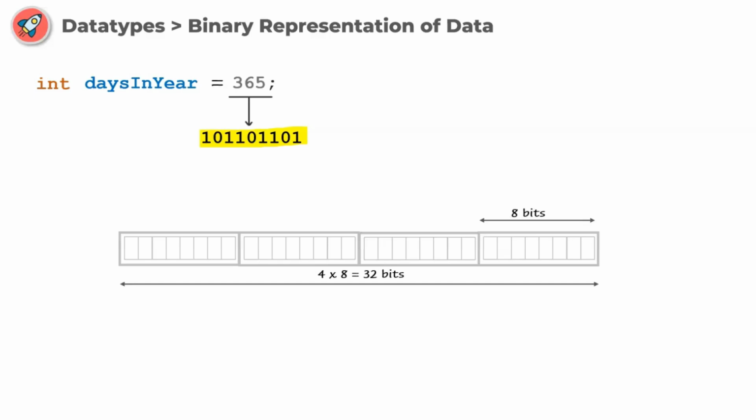out of which the value 365 is stored like this in the 9 bits, and rest of the bits are in low state except the first bit, which is allocated as the sign bit, meaning it specifies if the value is positive or negative. If the sign bit is 0, it means the value is positive, else if it's 1, it means negative.